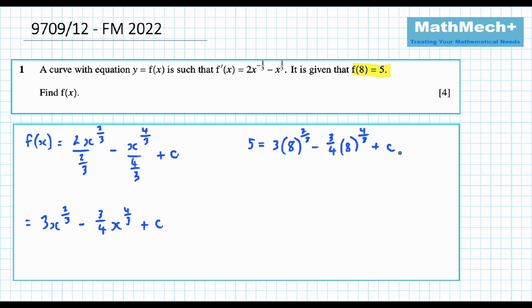And at the very end of that question, just make sure you write out the whole function or equation again. So our final answer, once you get c is equal to 5, is 3x to the 2 over 3 minus 3/4 x to the 4 over 3 plus our constant of 5.